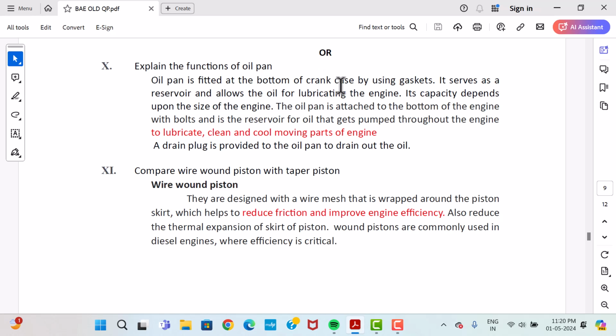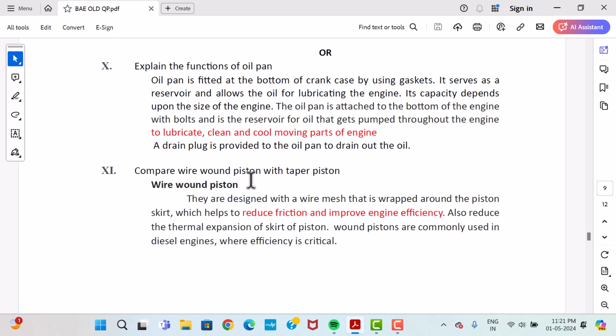So we have to explain this a little bit more because it is asking for a CRMR question. So you can add some figure. What is an oil pan? You can show some oil pan. It consists of, where it is pumping the oil to these different parts of the engine, etc. You have to add some more details because it is asked for CRMR.